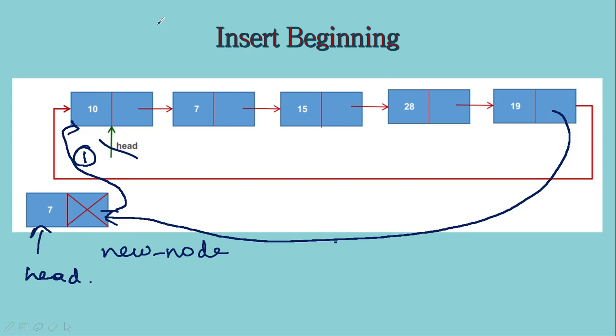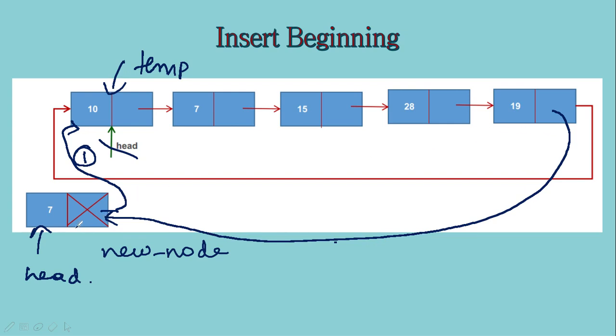I have to have a temporary pointer. Let us have a temporary pointer, and I will be traversing till the next part of the node is equal to head, that is the current list head. Before inserting the new node, whichever is the head, whichever is the first node, that address only will be in the last node. So order is very important.